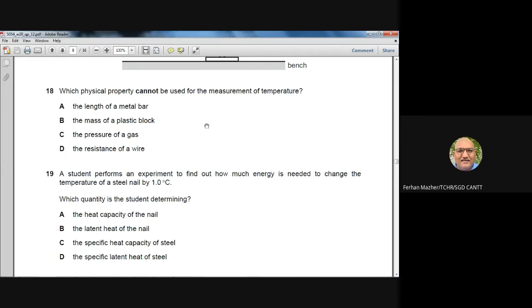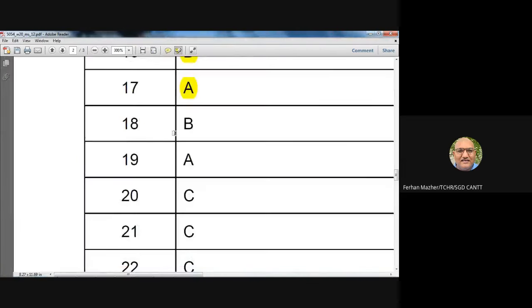The pressure of a gas, that can be used. The resistance of a wire can also be used to measure temperature. So B, since the question asks which cannot be used to measure temperature. The important thing is which cannot be used. So B is the right option, the mass of the plastic block, because the mass does not change with the change in temperature. Question 18, B is the right option.